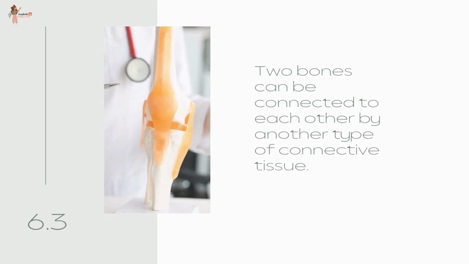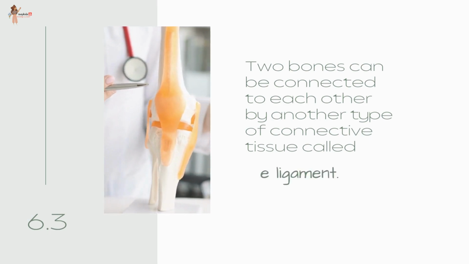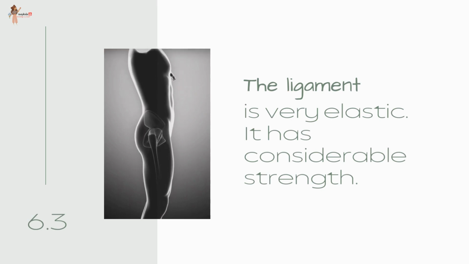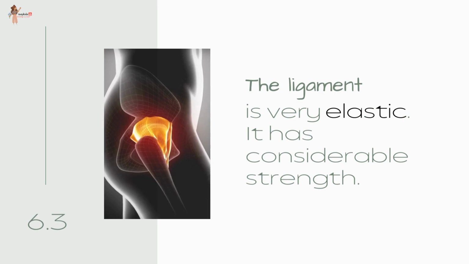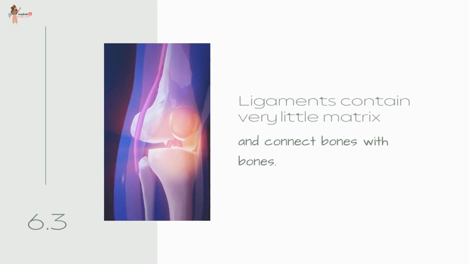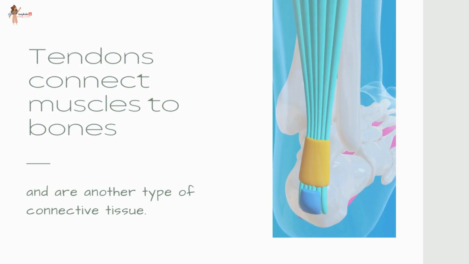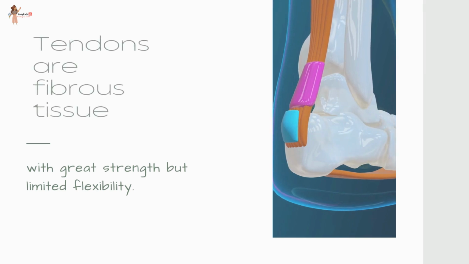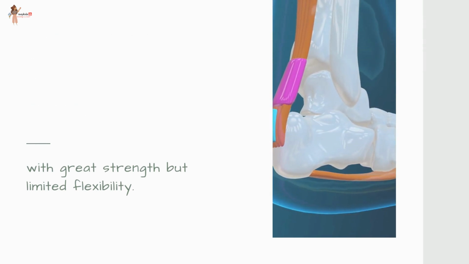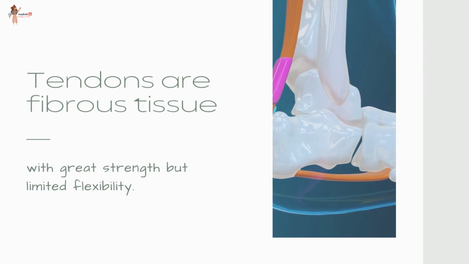Two bones can be connected to each other by another type of connective tissue called the ligament. This tissue is very elastic. It has a considerable strength. Ligaments contain very little matrix and connect bones with bones. Tendons connect muscles to bones and are another type of connective tissue. Tendons are fibrous tissue with great strength but limited flexibility.